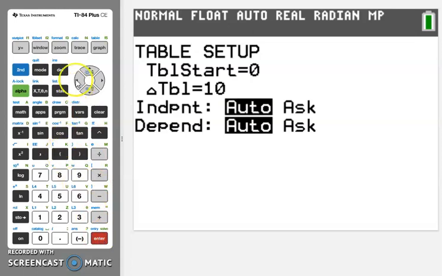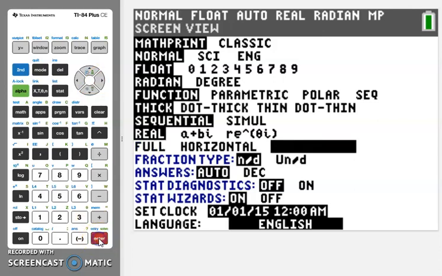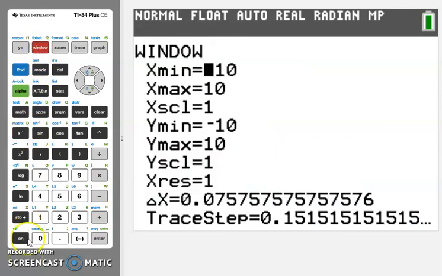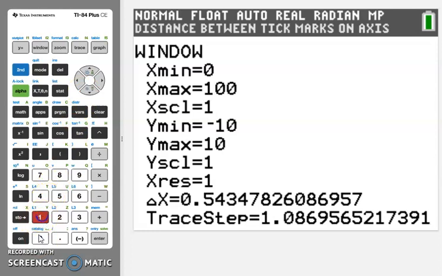Now type mode, and if you look down here in the middle, it says full horizontal graph table. We're going to look at graph table, so go over to graph table and press enter to turn that on. Now it says to use a window with the given domain. So for window, we're going to go from 0 to 100. And we're going to count by tens.